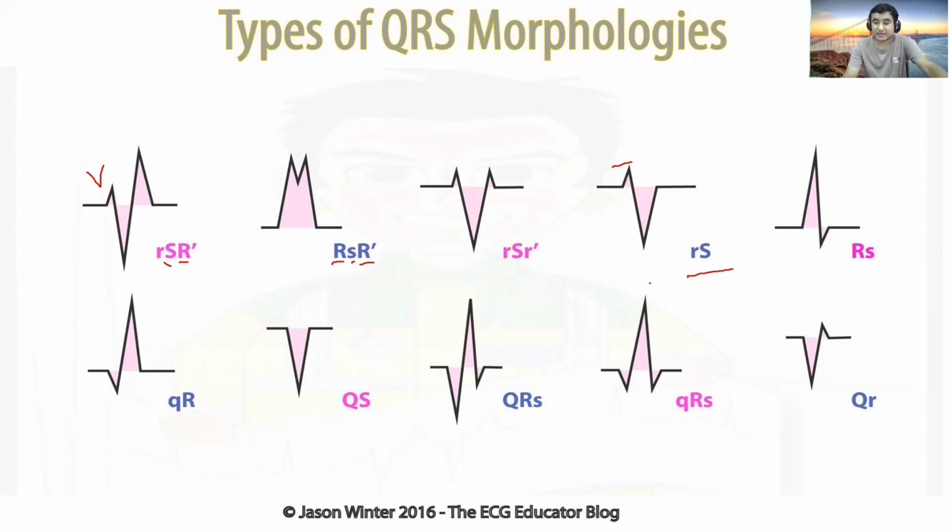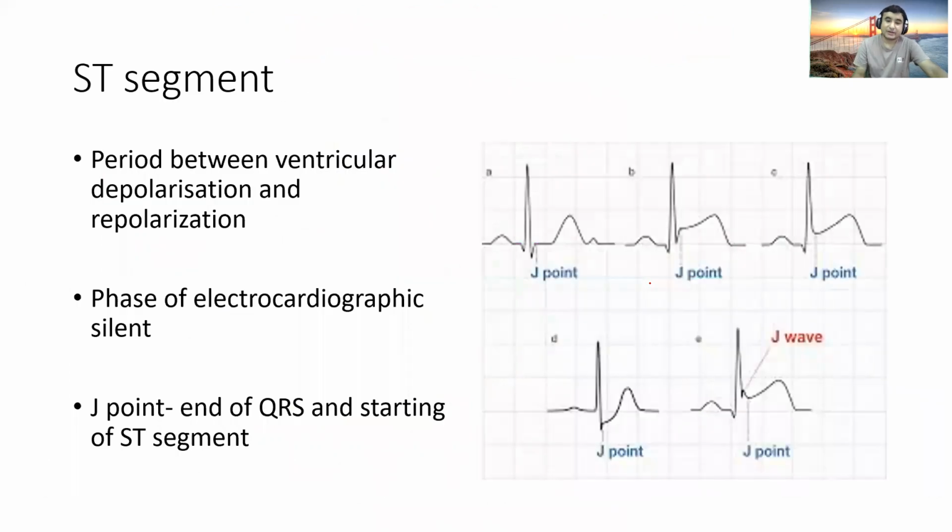It's important to understand the different problems in ventricular depolarization. We'll discuss that in the next ECG session. Then we also have to know about the ST segment. The ST segment, as I've already told you, is from the end of the S wave to the beginning of the T wave. This is the ST segment here. It is the period between ventricular depolarization and repolarization, the electrocardiographic silent phase.